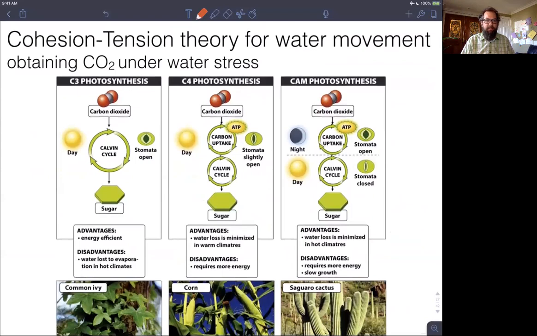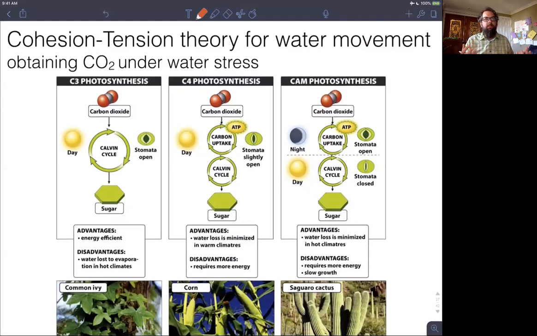A physiological adaptation for limiting water loss is actually done through the photosynthetic pathway itself, and specifically how carbon dioxide is taken from the atmosphere and carbon is fixed in the plant. Other plants actually obtain carbon dioxide differently, and that's through the photosynthetic pathway. If you've had biochemistry, you've talked through some of the basic photosynthetic machinery. I'm not going to go into details of the biochemistry, but I do want to make sure you understand the difference in these different types of photosynthesis.